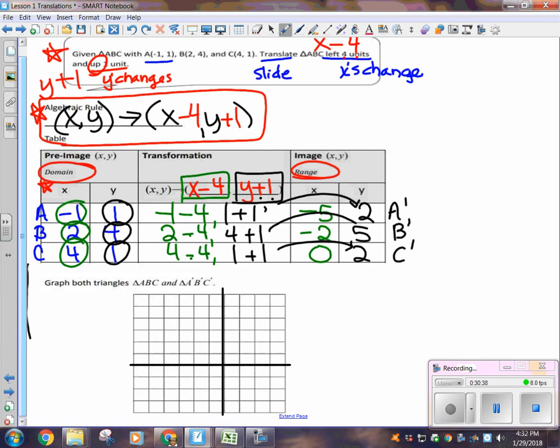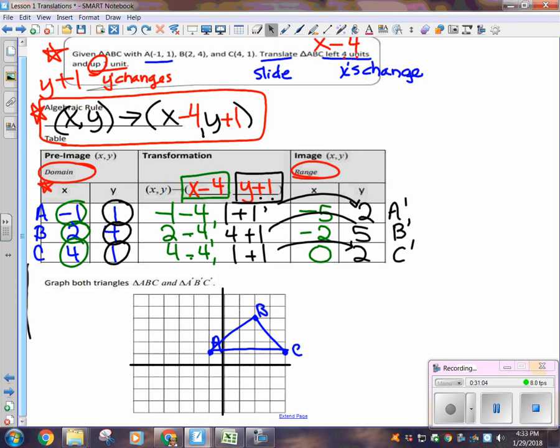Let's put the new points on there and see if it matches. So, okay, -1, 1, -1 and up 1, that's regular A. 2, 4, over +2 and up 1, 2, 3, 4, that's regular B. And over +4, 1, 2, 3, 4, and up 1. And that would be C. I have a triangle that looks like that.